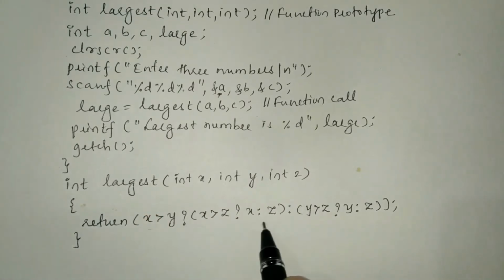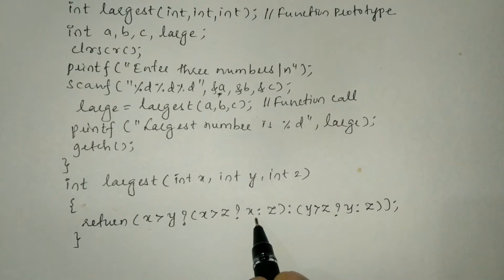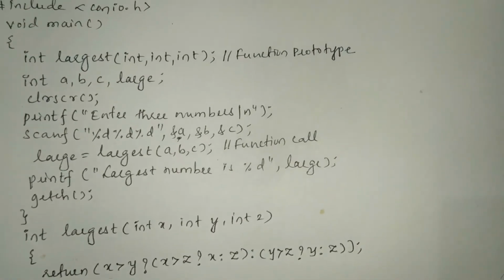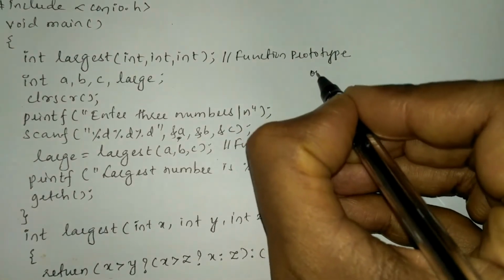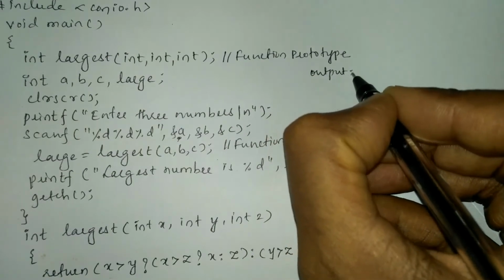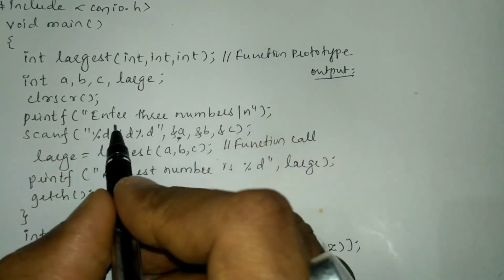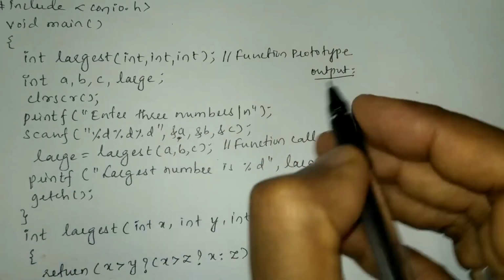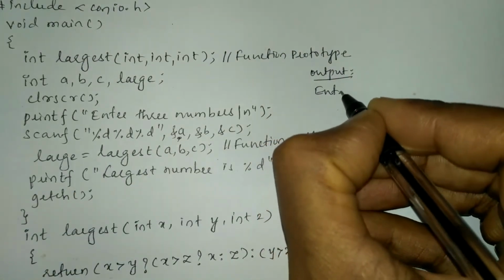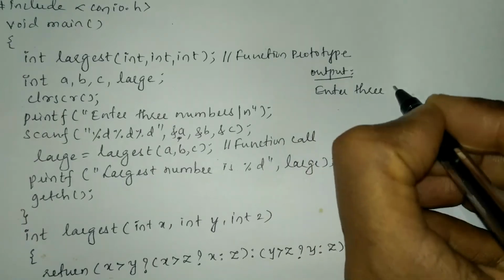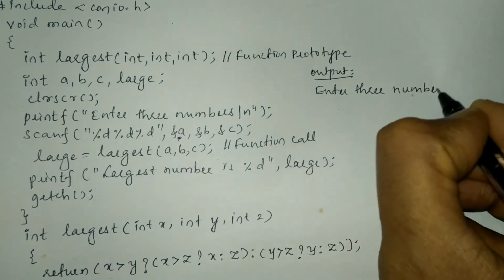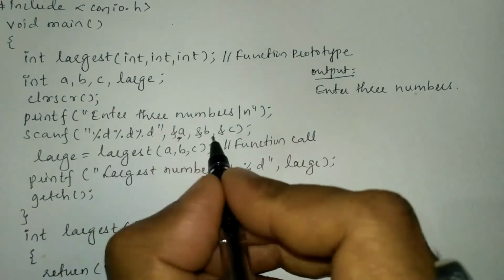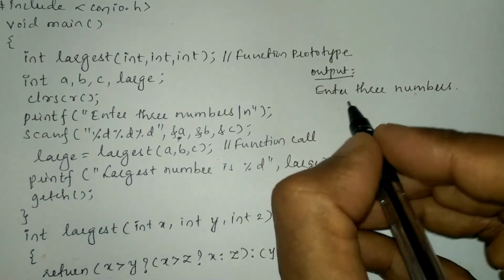So this is called the ternary operator. So let us take an example. Here I'm going to write output. Now whenever we compile and run this program, it will ask the user to enter three numbers. For example, I'm going to write enter three numbers. So here A, B, C will receive three values.